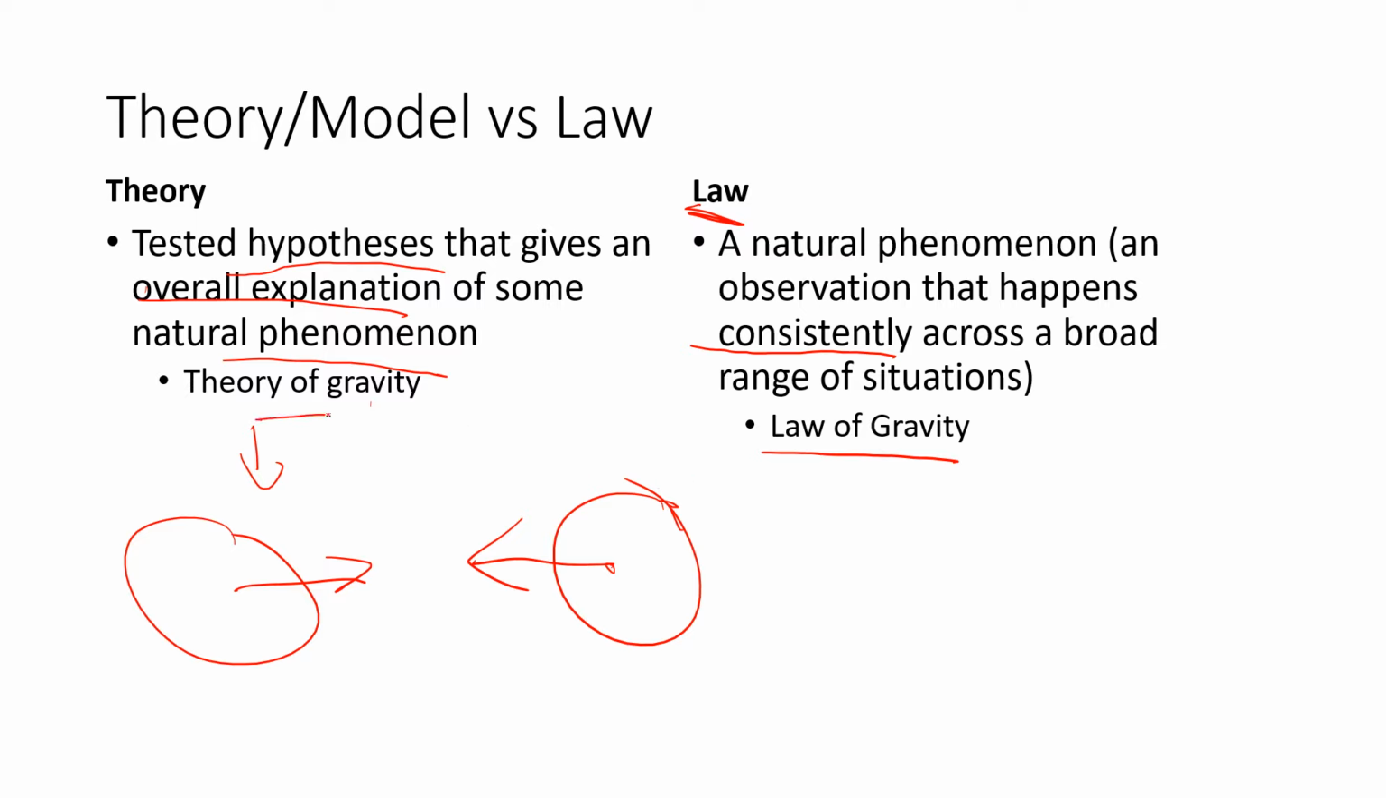What's the theory of gravity? The theory of gravity tries to explain why that happens. This is the why. The theory of gravity is why do two objects with mass feel an attractive force with each other, whereas the law of gravity simply states that two masses will feel an attractive force with each other. So that's the difference between a theory and a law. A law is an observation, and a theory is an explanation.